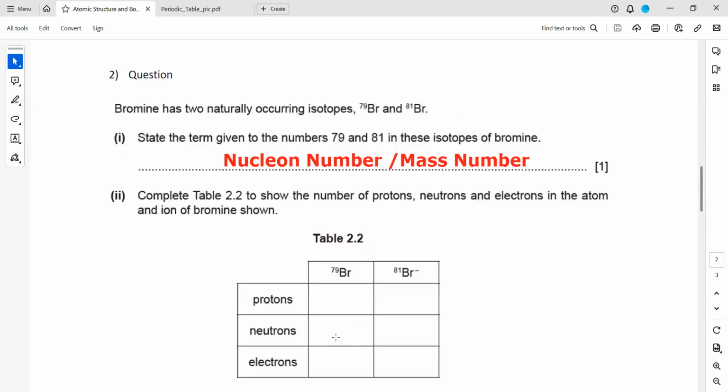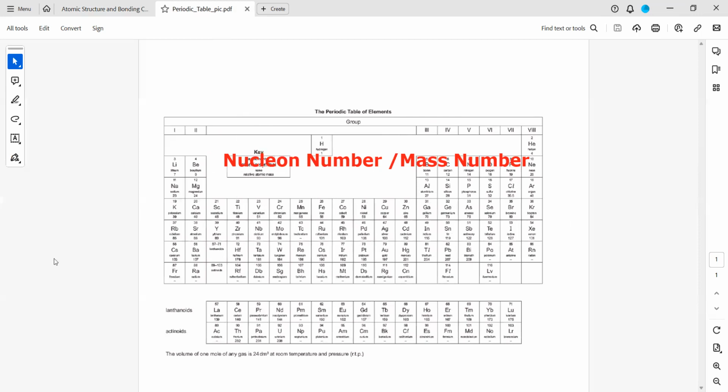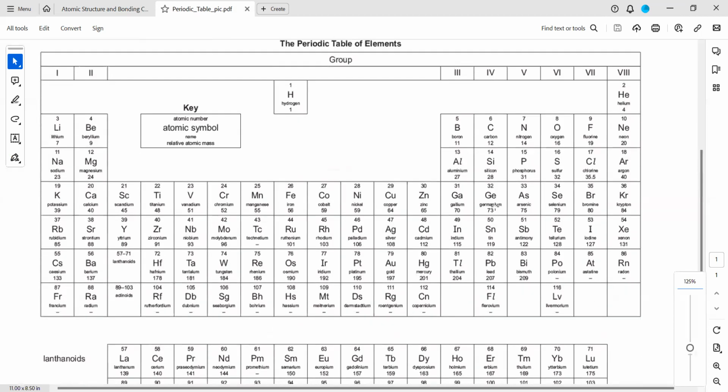In the next question, you have to work out the number of protons, neutrons, and electrons. You have to use a periodic table for that. Why do you have to use a periodic table? Because every element has a unique proton number. So you can identify the proton number from the periodic table. When you check the periodic table, you have to look for bromine. Bromine belongs to group 7 and here is bromine. So bromine 35 and 80.